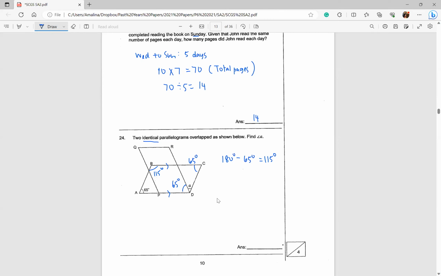And I know that the sum angle ADC is 115. So how do you find your A? Angle A will be my 115 degrees minus off my 65 degrees. So my answer will be 50 degrees for angle A. Okay. Let me neaten this up. So 50 degrees.